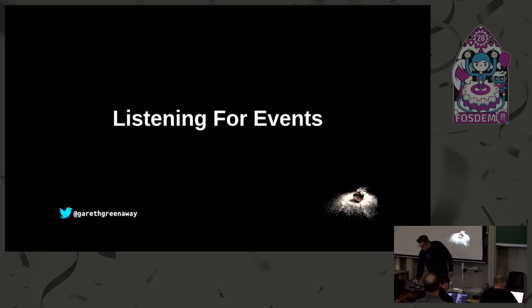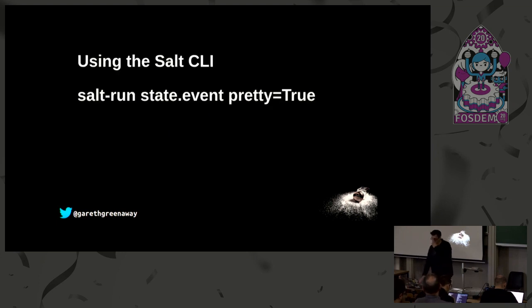So we can listen for events using a variety of Salt tools. Using the salt CLI, we can use the salt-run command and then use the state.event runner, passing pretty=True. This will show you all of the events that are running through the Salt event bus. The pretty=True just makes it colorful and nice and pretty.